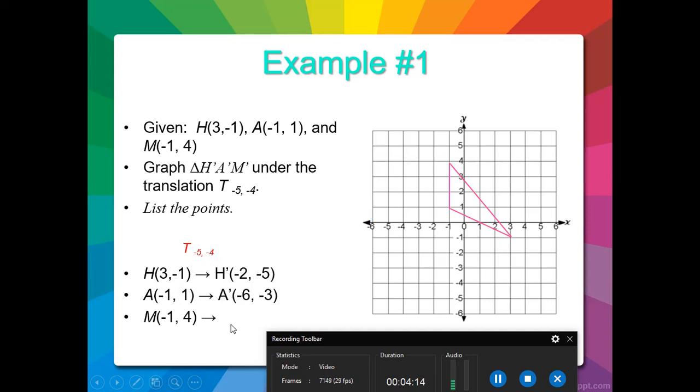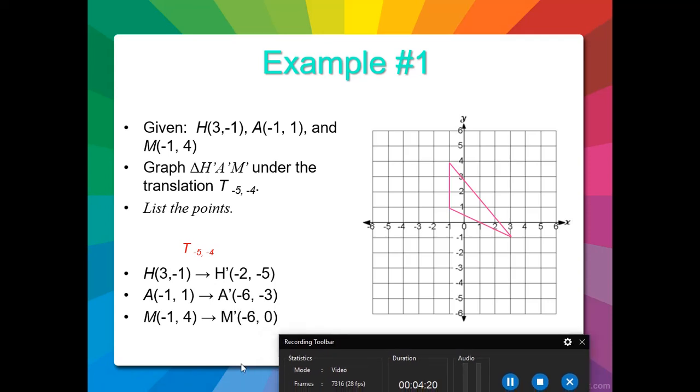So this is the location of A prime and the location of M prime. So when I finally graph my image, there it is. So the figures that are present are identical. They're facing the same direction. Everything about them is exactly the same.